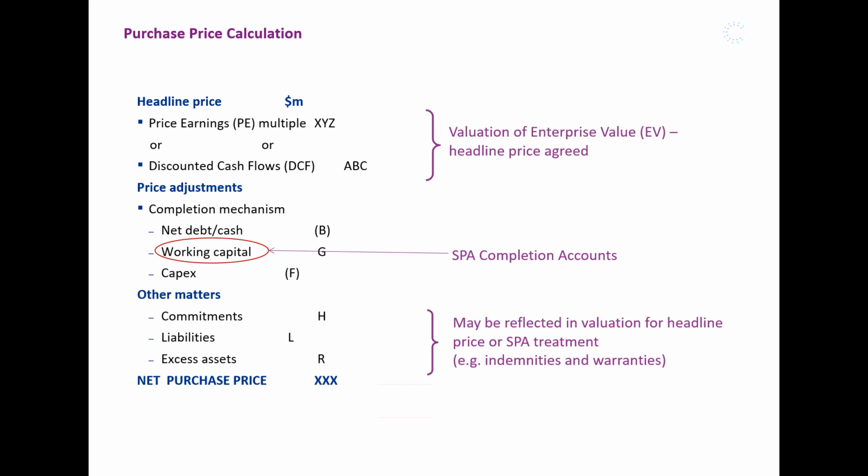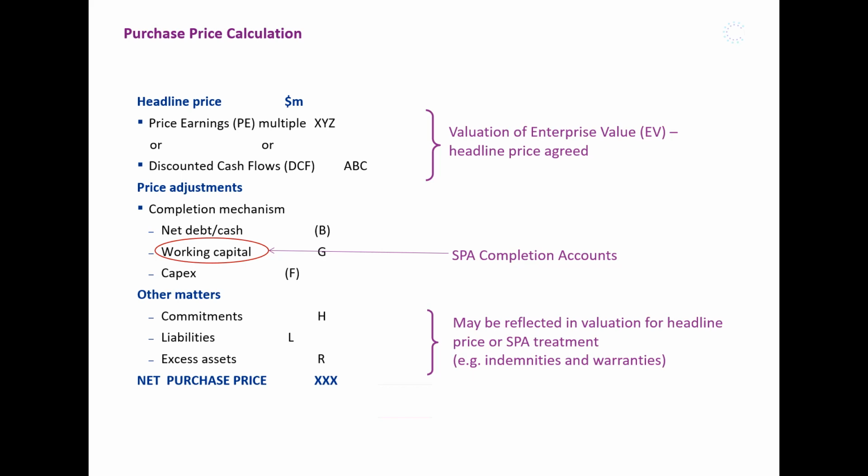Now working capital is a little bit different in that it's not a dollar for dollar adjustment like it is for net debt. For example, if there's $10 million of debt in the business, we take $10 million off the purchase price. Working capital doesn't work like that. There is a bit of variety depending on how the SPA is drafted, transaction to transaction. But the most common approach is you do financial due diligence and you figure out what is the normal working capital level.